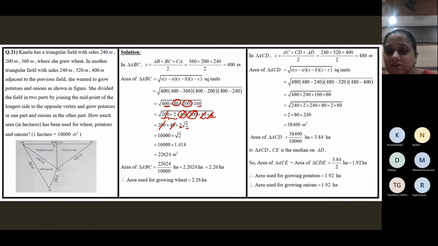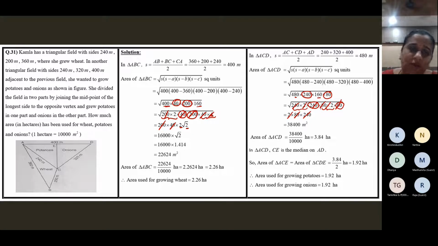And here, see here, I've written 240 as it is, and this 80 as it is. Now I've written 160 as 80 into 2, and 480 as 240 into 2. So from two 240s, one 240 comes out. From two 80s, one 80 comes out of the square root. And from two 2s, one 2 comes out.